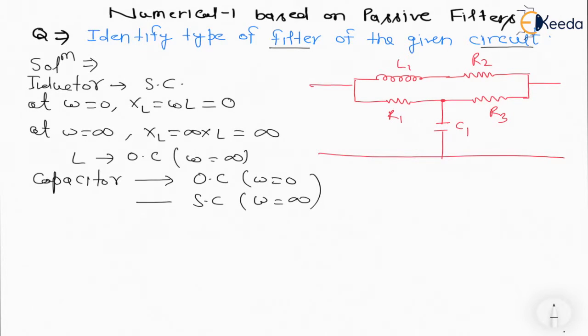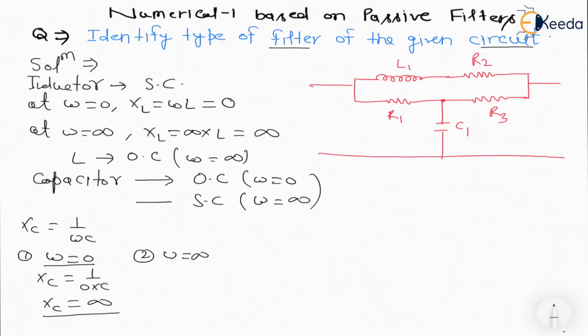We can calculate that by XC. We know that XC is 1 upon omega C. So when we put omega equal to 0, XC will become 1 upon 0 into C, and that will become infinity. So at omega equal to 0, it has an impedance of infinity, so it will be represented as open circuit. And at omega equal to infinity, XC is equal to 1 upon omega C, that means 1 upon infinity into C, and that will be equal to 0. So XC will be 0, hence at omega equal to infinity, it will be represented by short circuit.